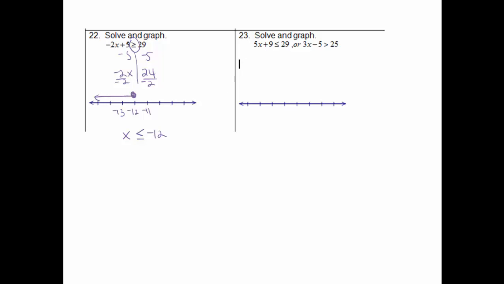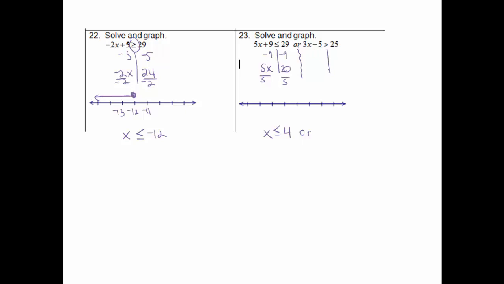All right, number 23, I see the word or, so I know I'm going to have a union graph. I'm just going to draw a squiggly down the or, so I have 2 separate problems that I'm dealing with here. I'm also going to draw a line down this one. To solve this first inequality, I'm going to subtract 9 from both sides. So I'll be left with 5x and 20. I'm then going to divide both sides by 5. And when I do that, I'm left with x on one side, 4 on the other. I did not divide by a negative, so I do not need to switch the way the inequality is going. I'm going to pop in my word or there.